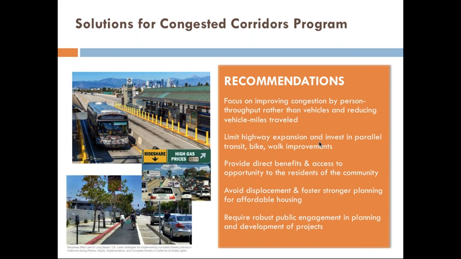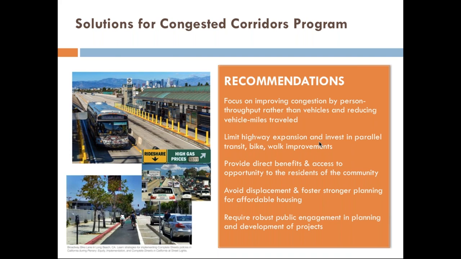So our recommendations for the congested corridor program included these. There can be more, and we're open to hearing from folks who are interested in this new program. But focusing on improving congestion by identifying congestion as person throughput and identifying solutions in increasing person throughput while not increasing vehicle throughput. That is, making sure that more people can use the corridor, but that more cars aren't necessarily using the corridor. And doing that by identifying those kinds of projects that reduce vehicle miles traveled. So if you're increasing the number of people that can go through a corridor, but you're reducing the total number of vehicle miles traveled, it really means you're reducing car trips, and that's what we would like to be looking for. And by reducing car trips, really you are effectively dealing with congestion.